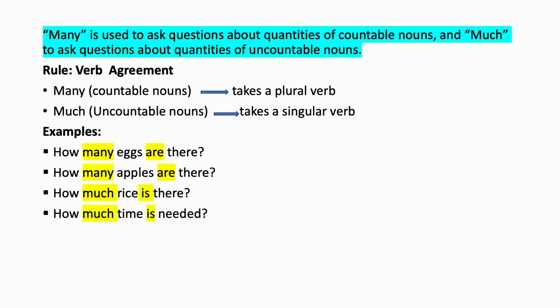How much rice is there? Rice cannot be counted one by one, so we use much and the verb is. How much time is needed? Time is also uncountable, so we use much and the verb is.